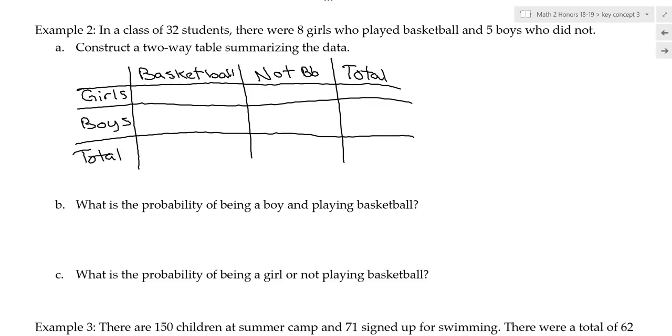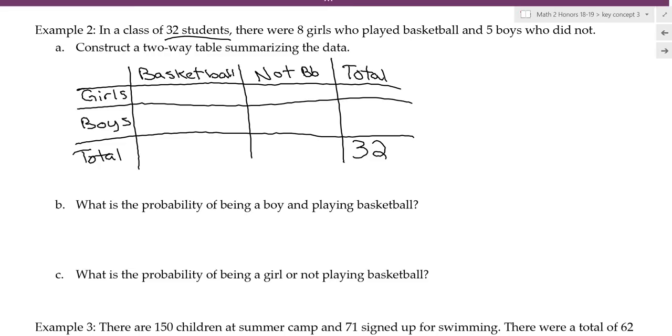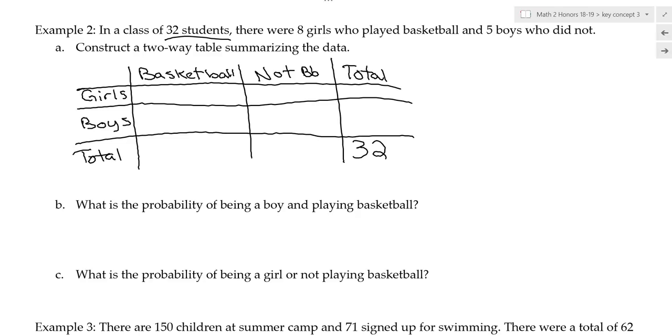Okay. So in a class of 32 students, that's going to be our ultimate total. 8 girls played basketball. And 5 boys who did not. This table did not give us enough information. I will add a piece of information.